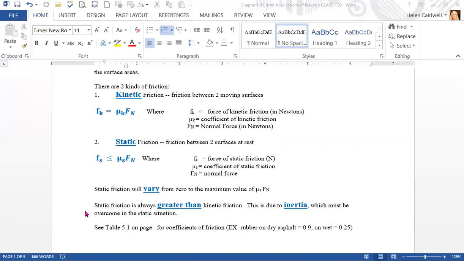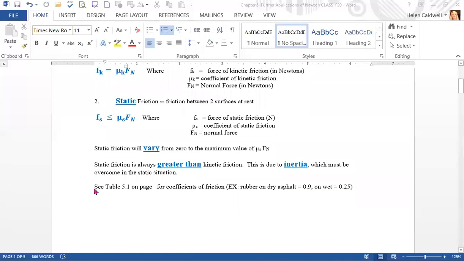If you want to think about trying to push maybe a car, to get it started on level ground might take a little effort. You have to overcome the inertia, so the static friction is larger. But once you get it rolling, it's not all that difficult to do. So static friction is always greater than kinetic friction.